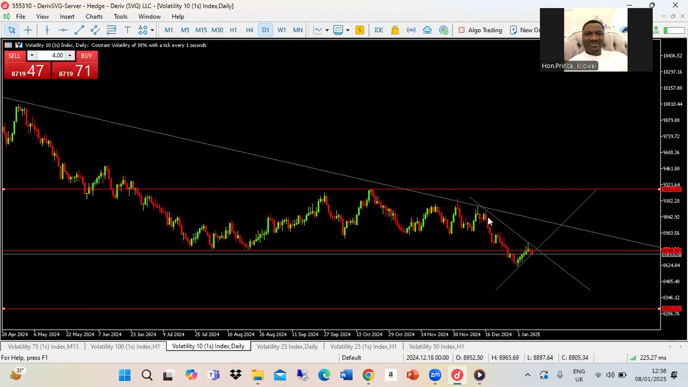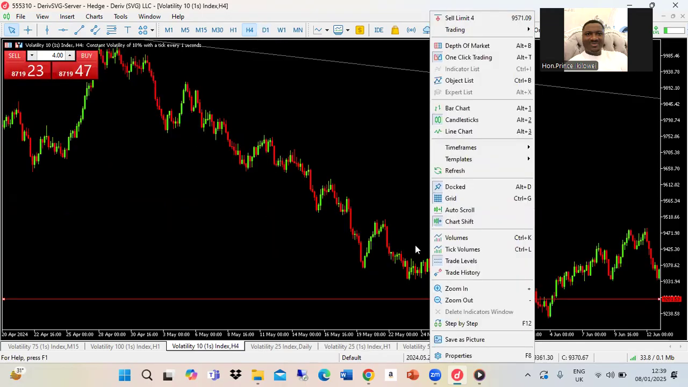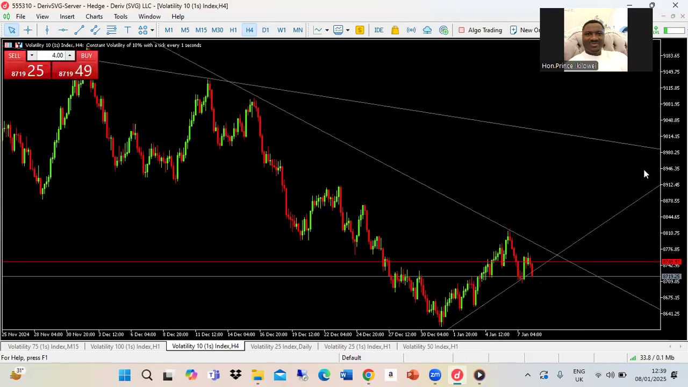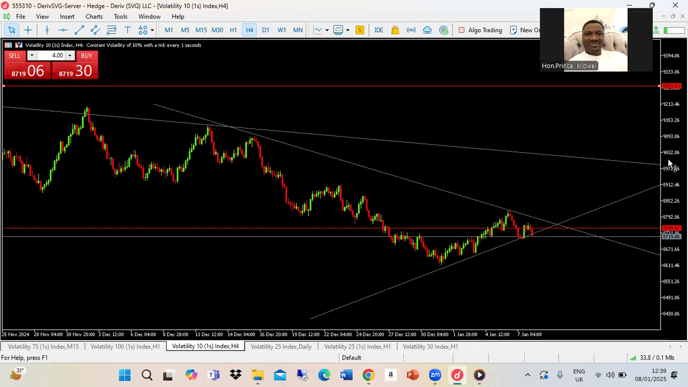The reason why I'm connecting this line is because of this touch, and price seems to be respecting this touch, and look at what it has done. They respected this touch. So what I will do now is go back to a lower time frame.